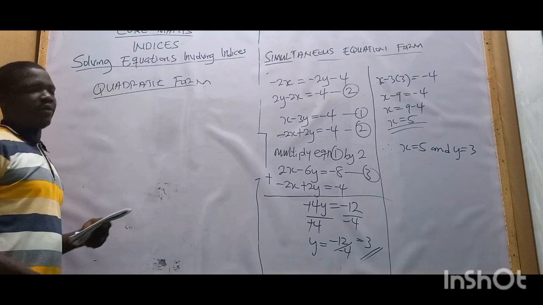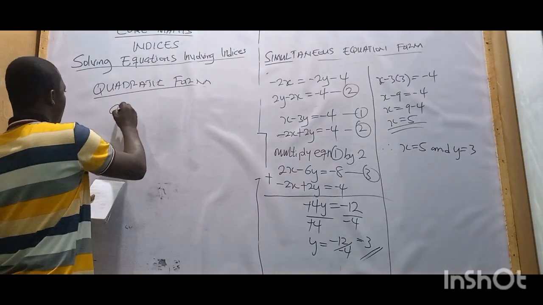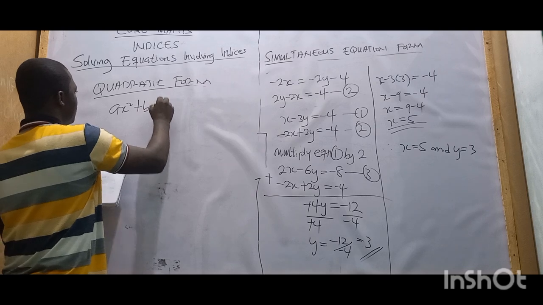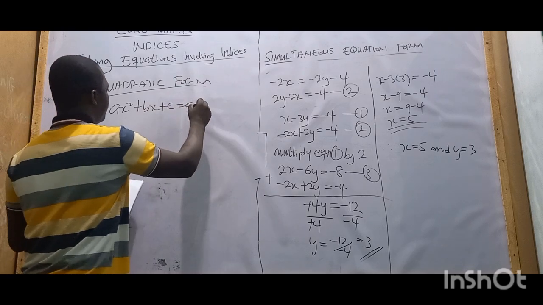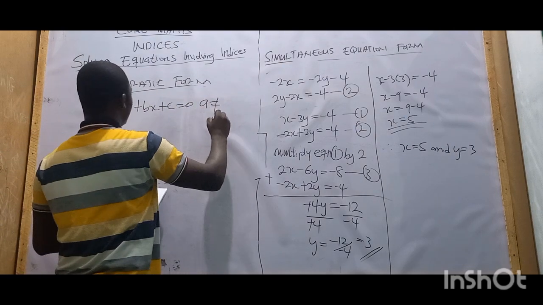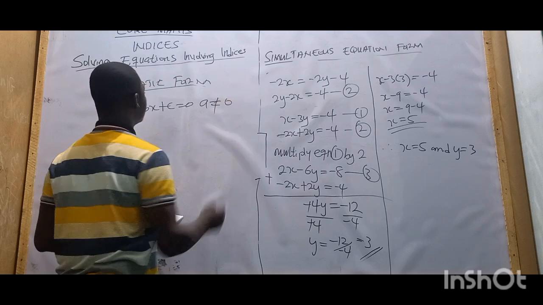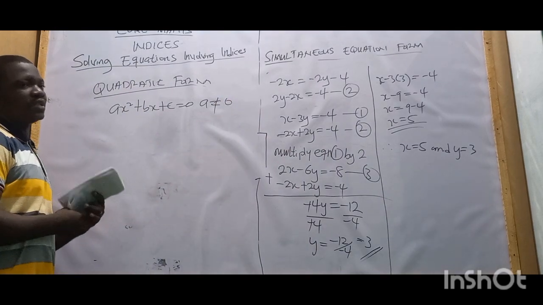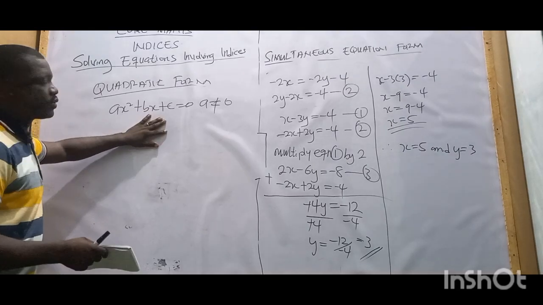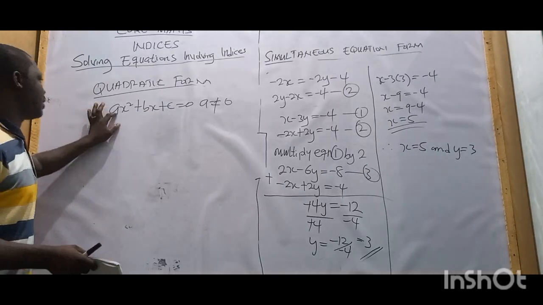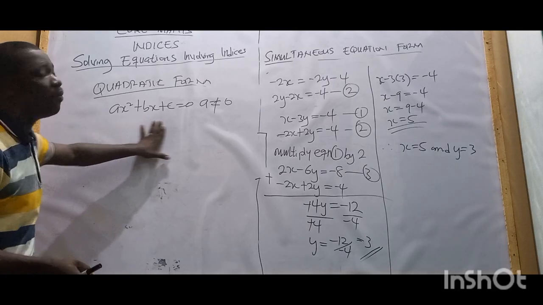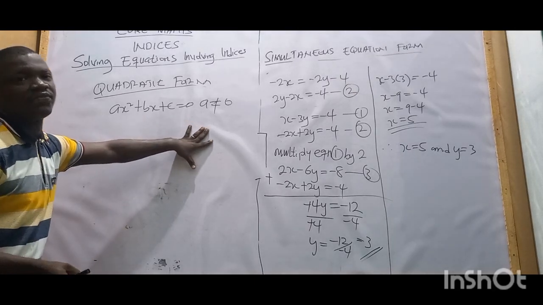So as we know, a quadratic equation is in the form ax squared plus bx plus c equal to 0, for which a should not be 0. So the equation will be in the quadratic form. Quadratic equation is very simple. So in our equation, it should be in this form.